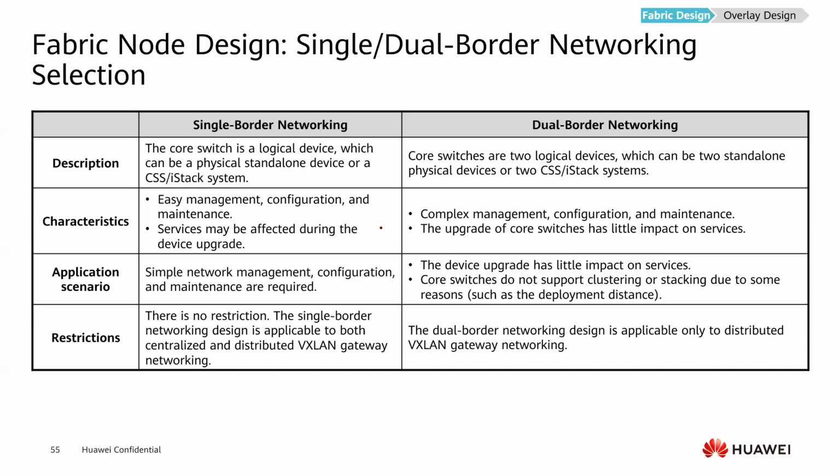Just for different scenarios: for the single border, simple network management, configuration, and maintenance are required because you only have one border, so you can use the centralized gateway to do the unified management. And for the dual border, device upgrades have little impact on services, and it suits cases where cross-switch stacking is not supported for some reason, for example when they are deployed over a long distance, so you can use dual borders.